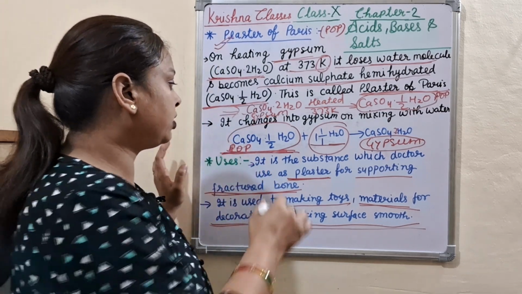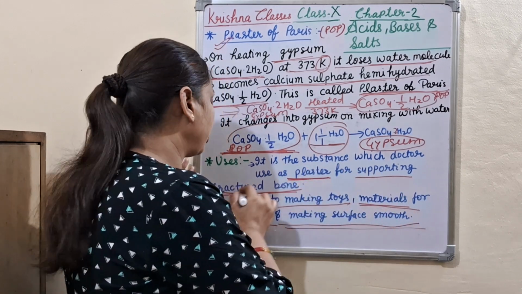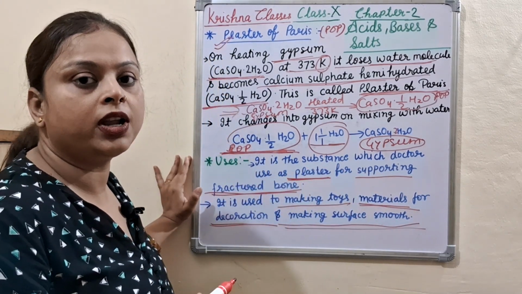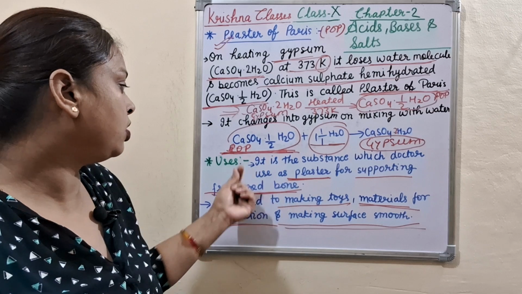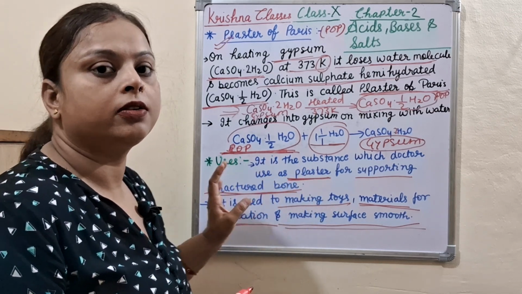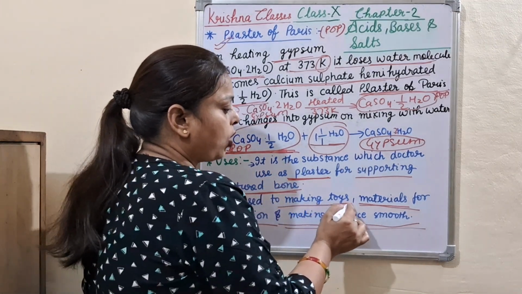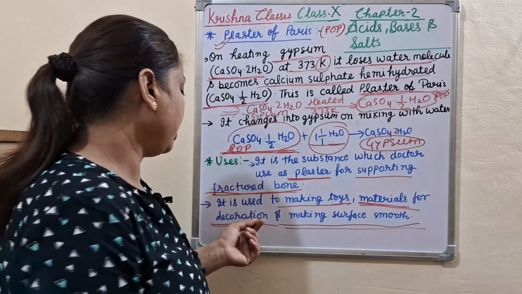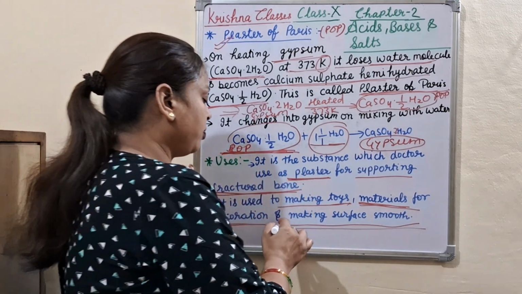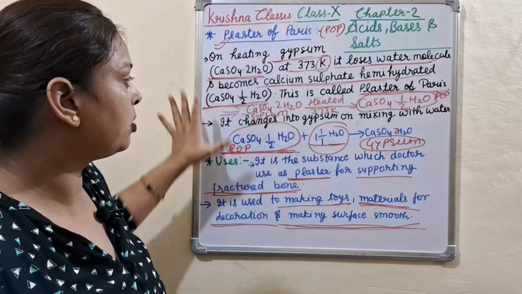What are its uses? It is the substance which doctors use as plaster for supporting fractured bone. When someone has a fracture, then the doctor uses this plaster, POP, for supporting the bones. It is also used for making toys, materials and decoration, and making surfaces smooth. So these are the uses of plaster of Paris. This is a very simple topic.